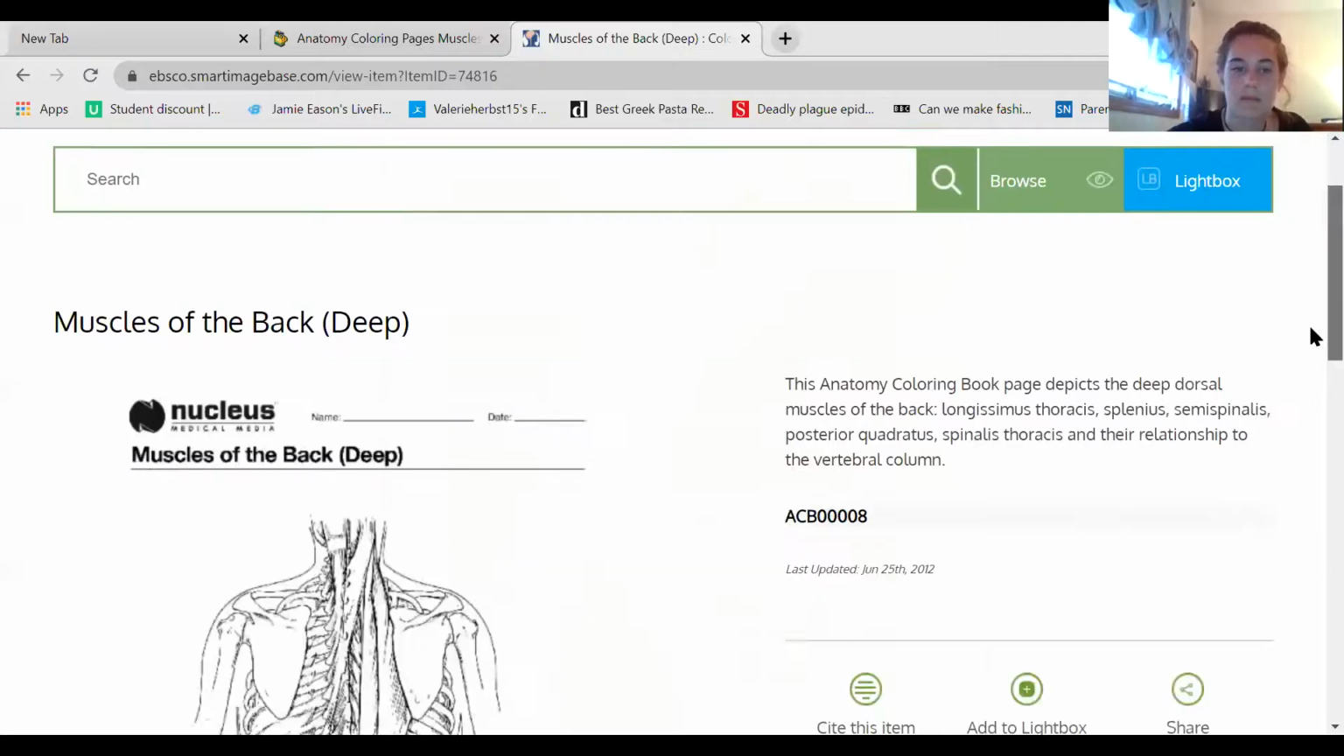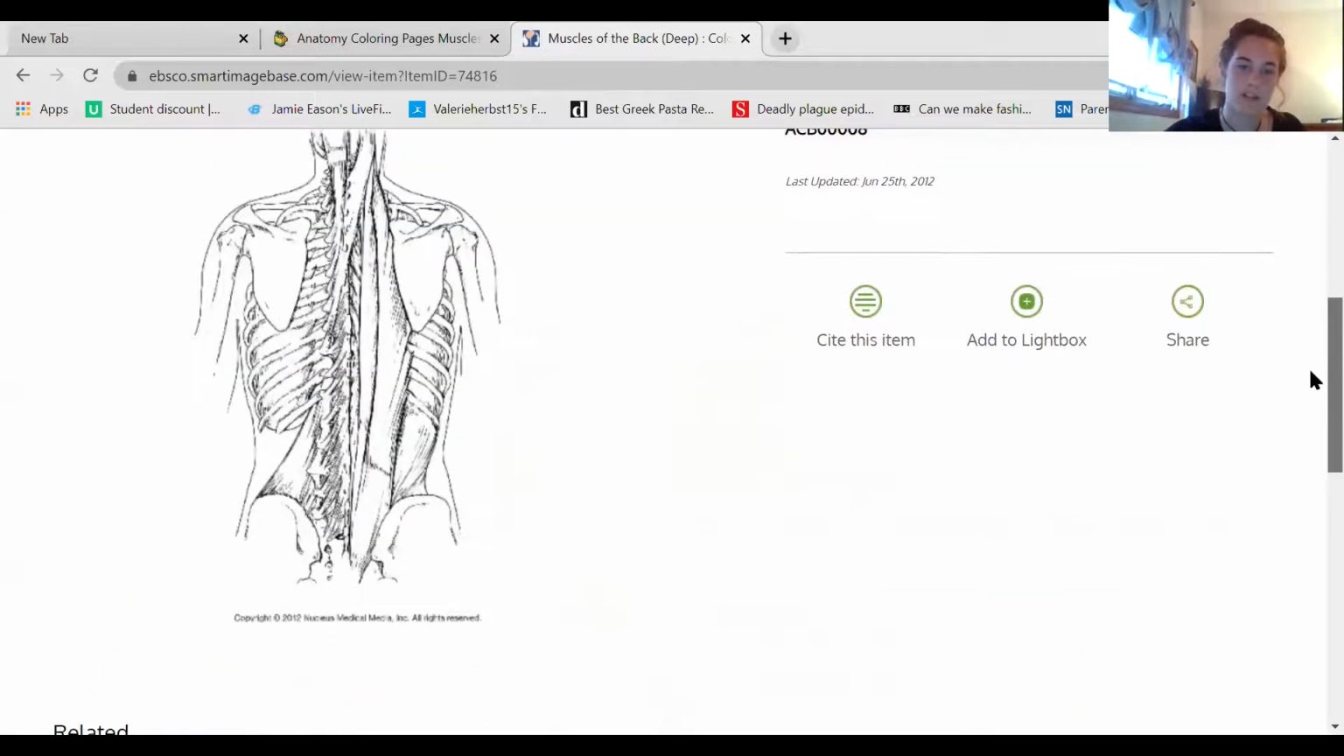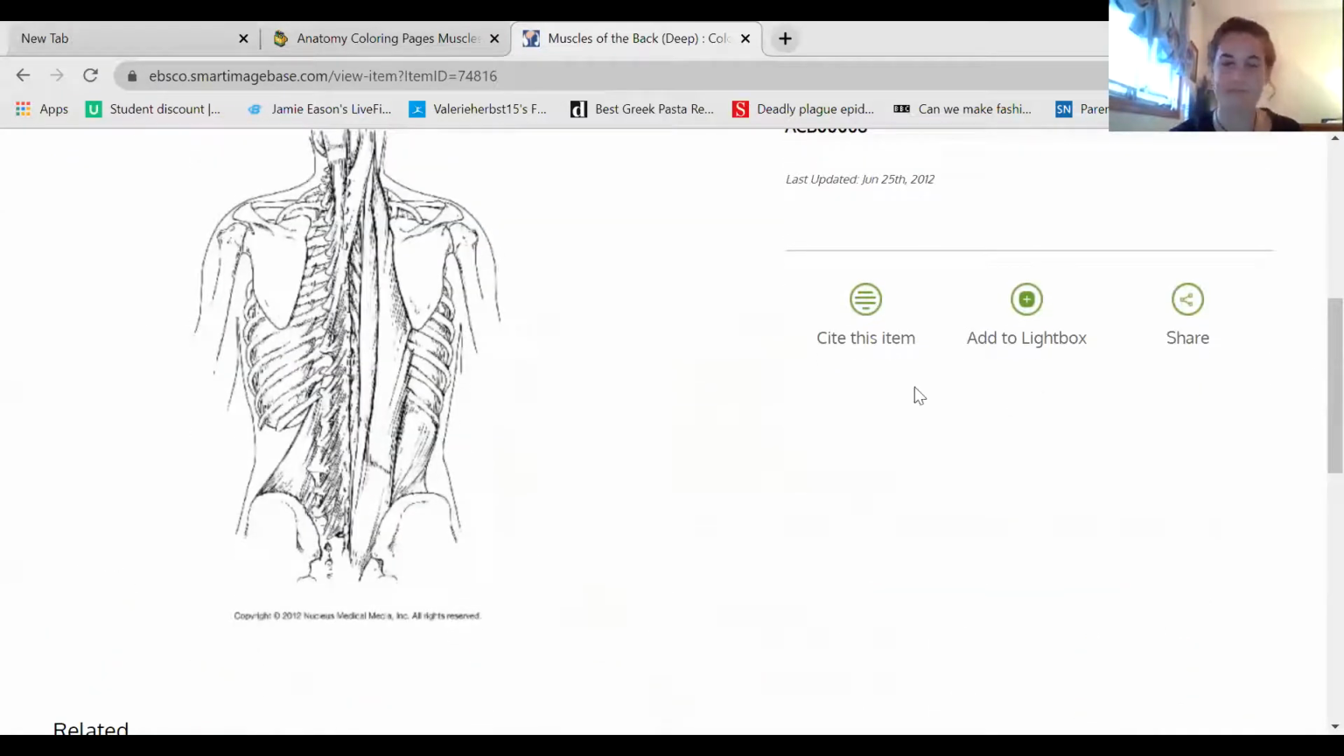So here's the muscles of the back, and so you can just color that in, label it.